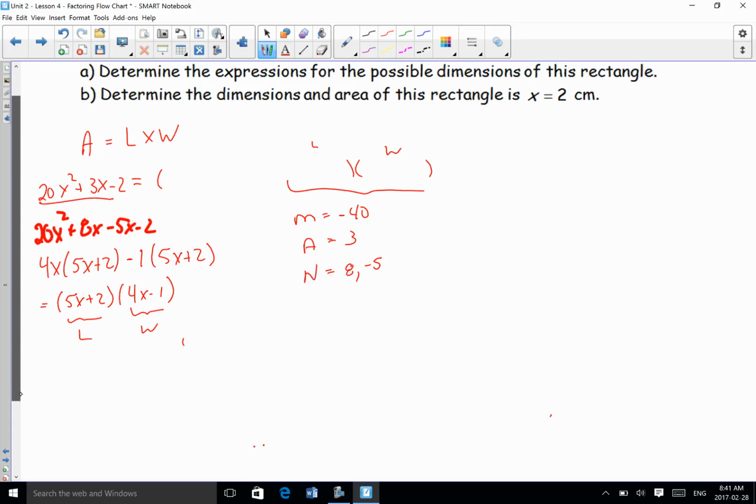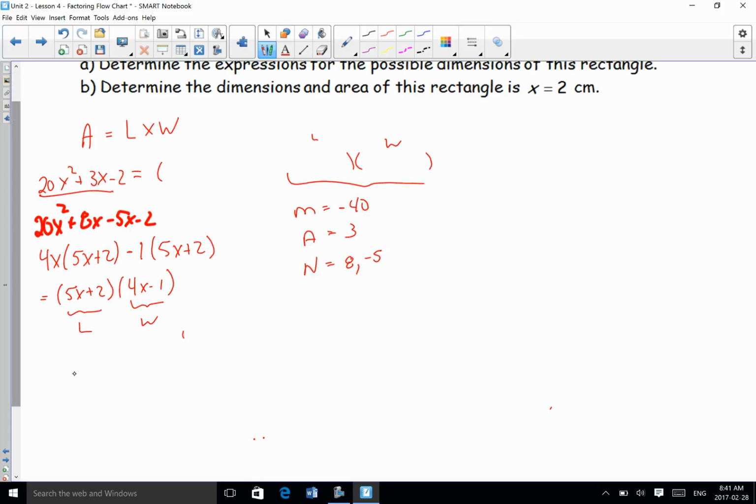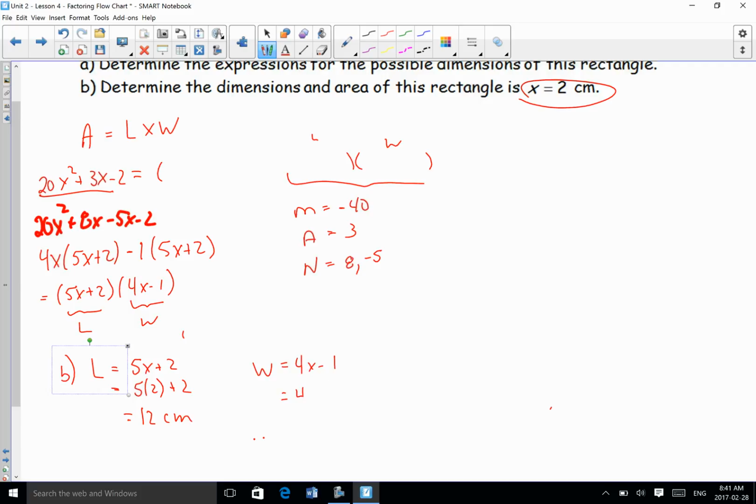Part B, figure out the dimensions and area if x is 2. Okay. Well, my length we said was 5x plus 2. But we just said x is 2. That's what we were told back up here in the question. So my length would be 12 centimeters. My width, I can do the same thing. Now, you might say, well, how do you know that 4x minus 1 is my width? Couldn't it be the length? And sure, it could. I don't know which direction these go in. I'm just saying these are my dimensions. One's 12, one's 7. What's my area? Well, my area is length times width. 12 times 7 is 84. And there we go. I figured out the dimensions of this rectangle and its area.